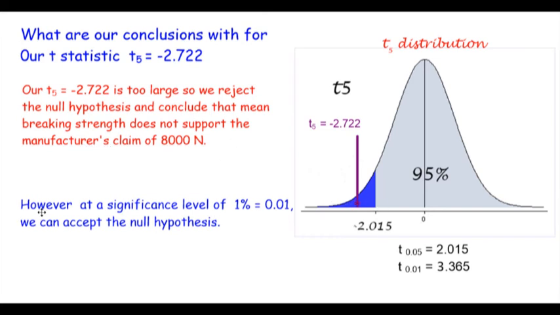But at a significance level of 1%, which is reflected down as minus 3.365, we can actually accept the null hypothesis that the manufacturer's claim is in fact 8,000 newtons. I'd be more inclined to look at the 95% level, the smaller confidence interval.